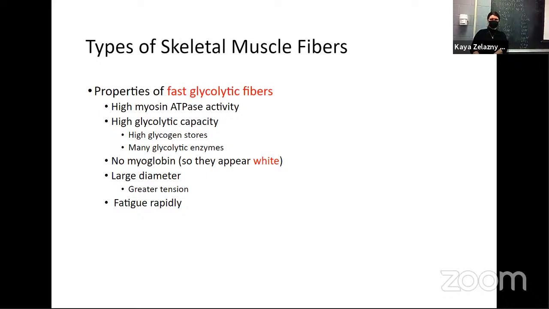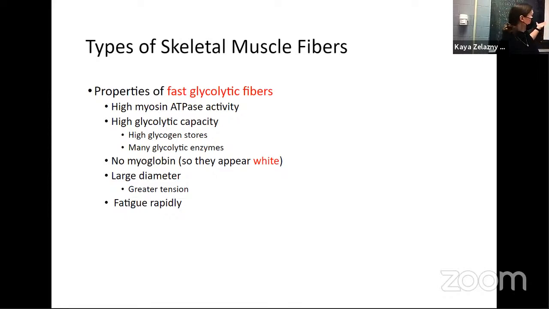Next, we have our fast glycolytic fibers. So they have high myosin ATPase activity. They have that more effective form of myosin that's more effective at quickly breaking apart the ATP so that we can quickly cycle through more cross-bridge cycles per minute. Okay. They're glycolytic fibers, so they have high glycolytic capacity. They're doing lots of glycolysis. So to do that, they have a lot of glycogen in them so that we get glucose in there quickly and easily. And they have many glycolytic enzymes.